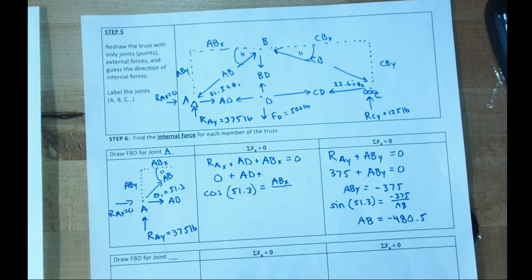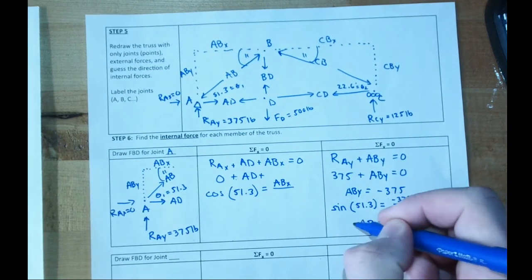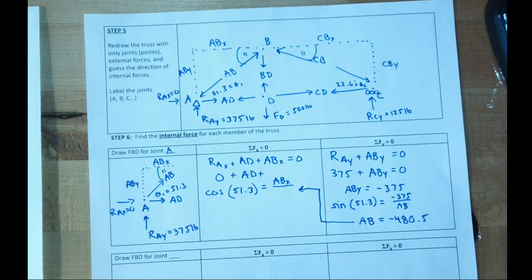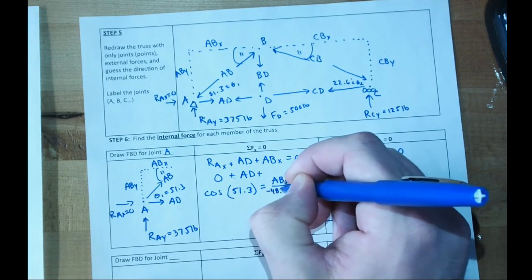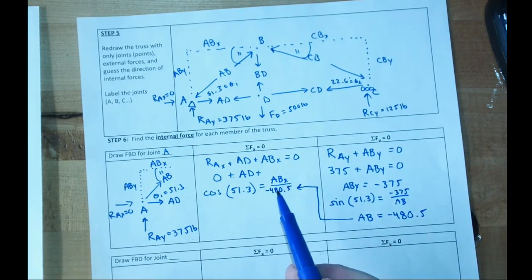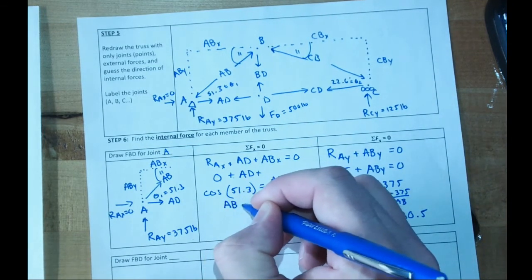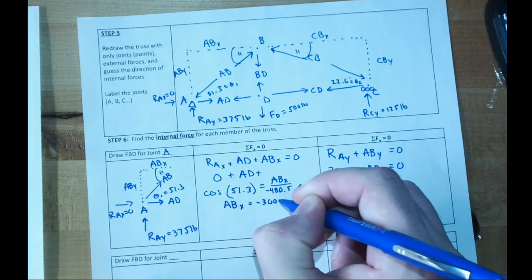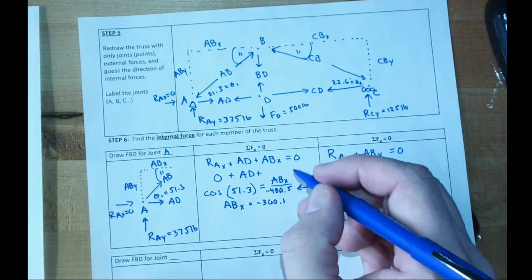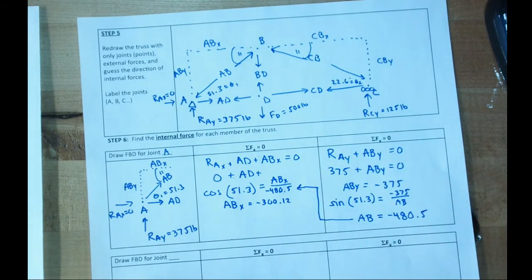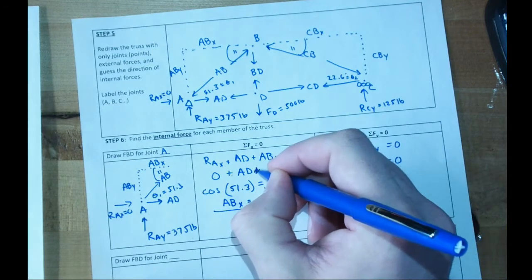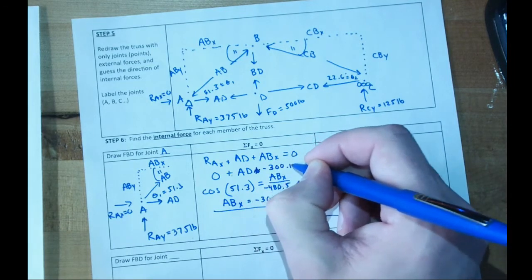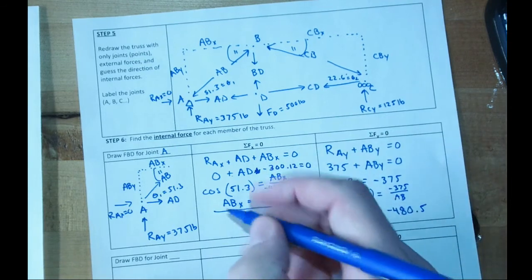Correct. Yes. So from there, now we got AB. Remember, we needed AB right here. So I'm going to plug in my negative 480.5. Rearrange the formula to solve for ABX. ABX equals negative 300.12. ABX is up here. Okay, now I can finally solve my AD. So now I have ABX. That changes to a negative 300.12 equals 0. That leaves me my AD.